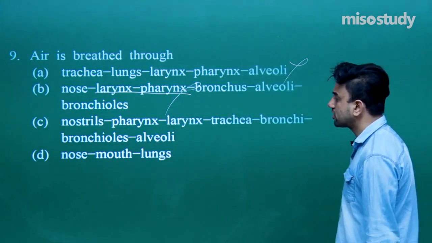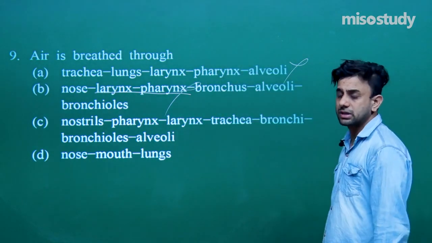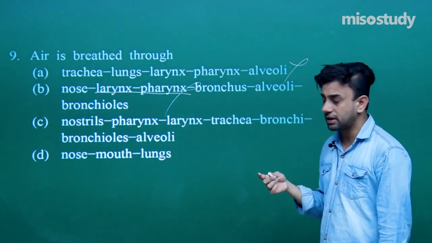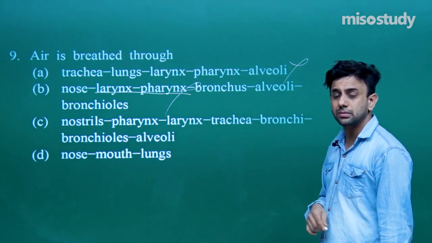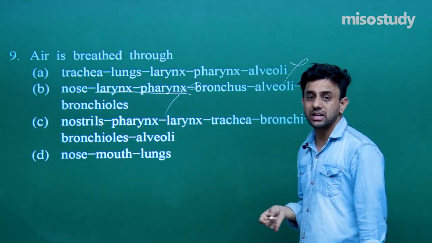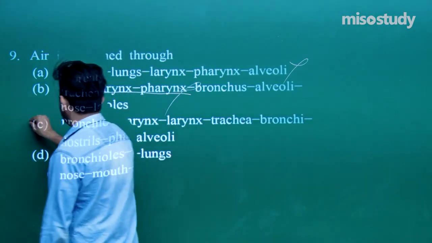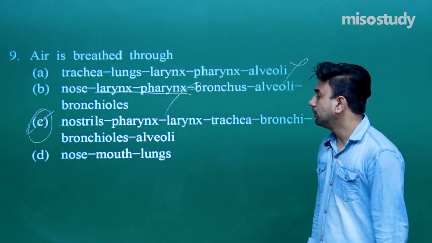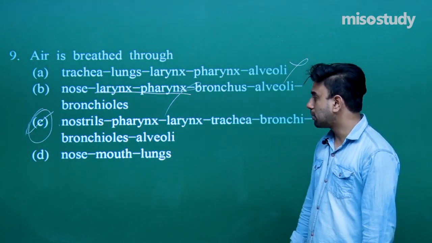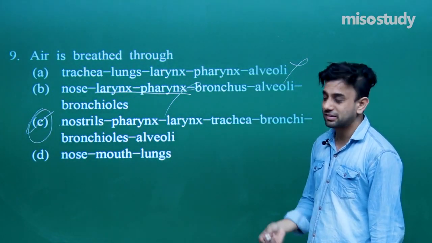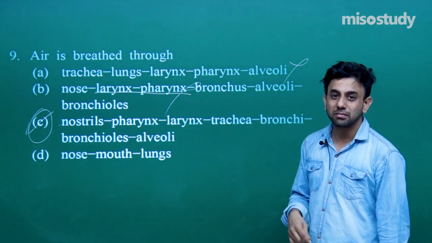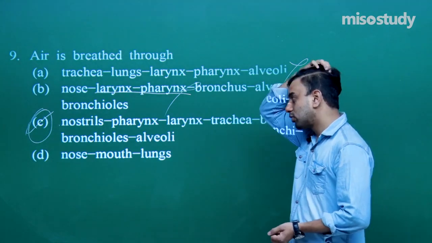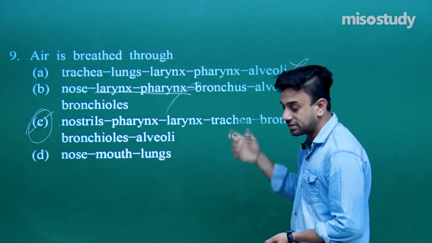Then the third one: nostrils, nasal chamber, pharynx, then the larynx, then the trachea, then the bronchi, the bronchioles and the alveoli. This is the correct answer. And the last one, nose, mouth and lungs, does not make any sense. Air going in from the nose, getting out from the mouth and getting back into the lungs? I think that is definitely not human beings.